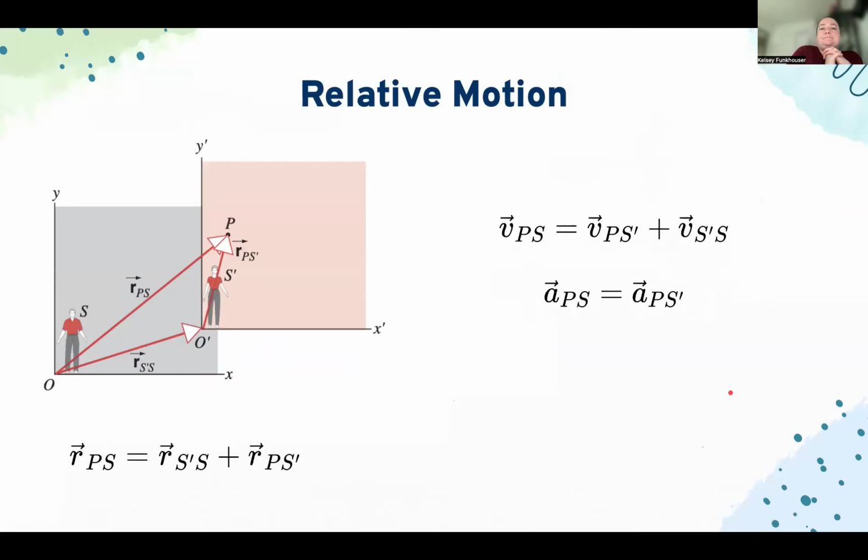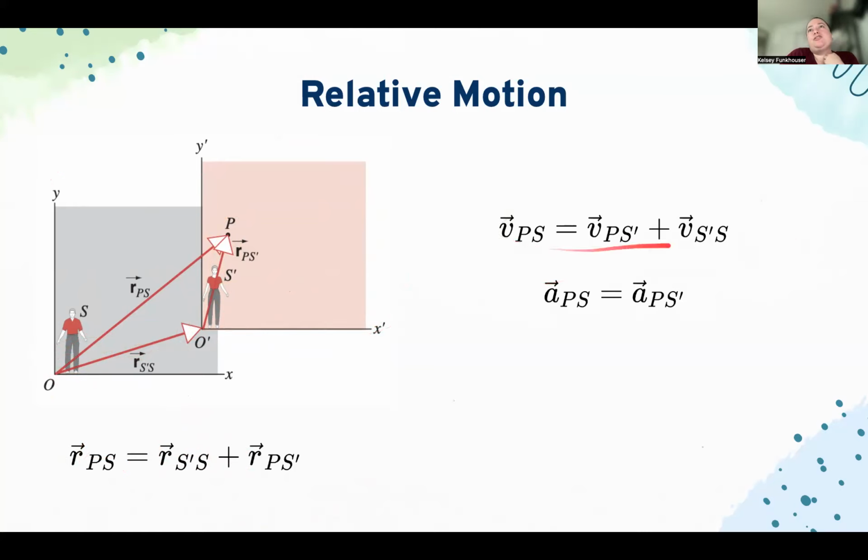So relative motion: we have 2 reference frames moving relative to each other with constant velocity. Observers in both frames are watching a particle P, that's this guy here. The position of the particle with respect to frame S, which is the gray frame here, is given by this equation, and it is the position of the S prime frame with respect to the S frame, which is this vector, plus the position of the particle with respect to the S prime frame. And that will give us the position of the particle with respect to the S frame.